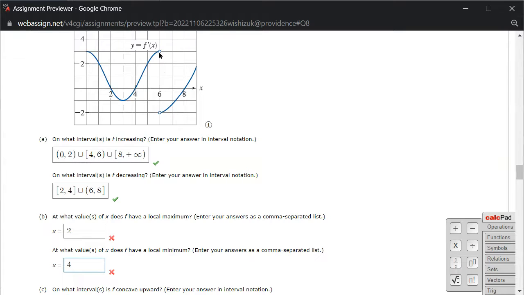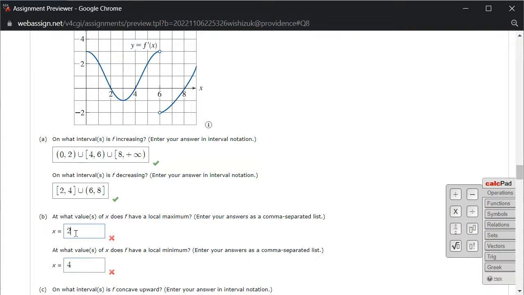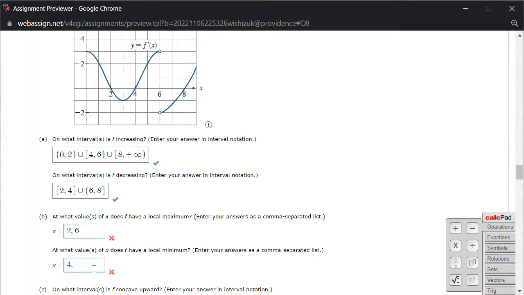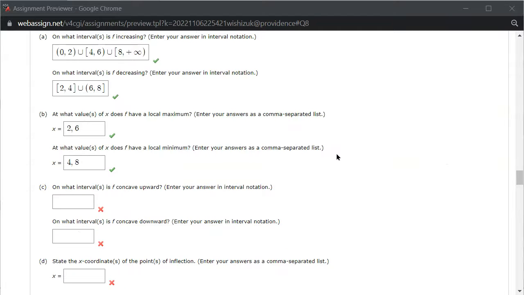And here, this is positive and then negative here. So there's going to be a sharp corner, but it goes positive to negative, so at 6 you could have a local maximum. And at 8, negative to positive, so it's going to be a local minimum. Let's check the answer. I came back and it looks like we got part B correctly.